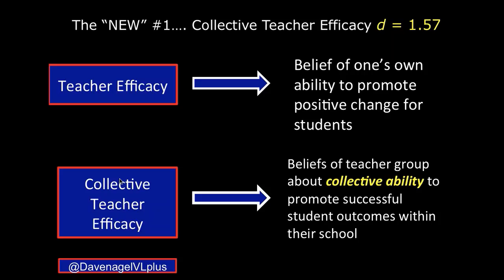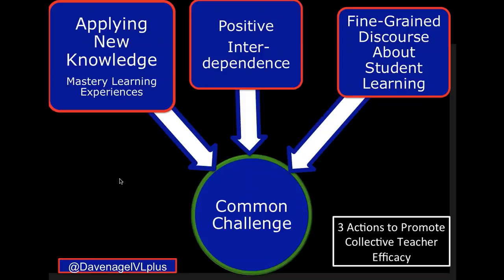But it's more important here when I highlight this is to not know the definition, because it's not about holding hands and singing Kumbaya and just saying we'll go over to the collective teacher efficacy bus and buy as much as we can. Collective teacher efficacy is promoted when these 3 things are in place. First, there's mastery learning of the adults. The adults have to apply new knowledge.